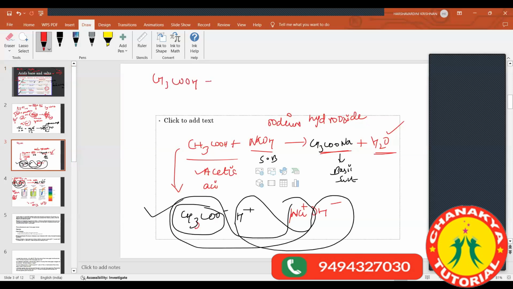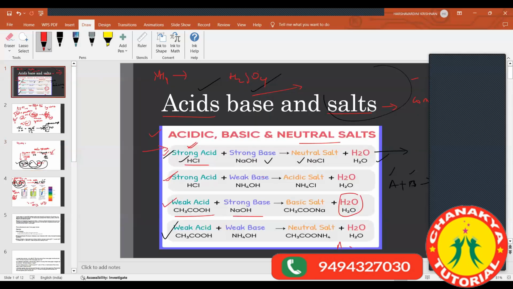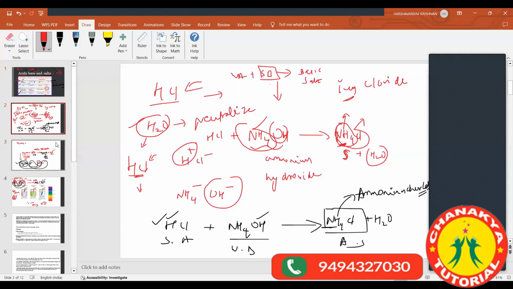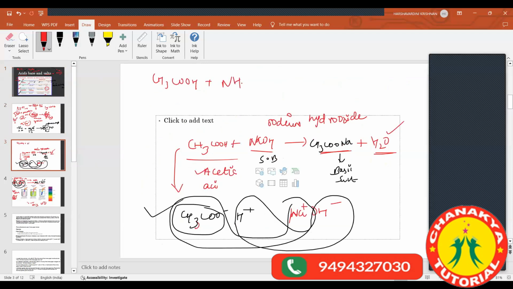CH3COOH is a weak acid. And for a weak base, we already came across one, NH4OH. So when they react, we know we'll get water, H2O, for sure. And what else? Same thing: this is OH minus and this is H plus. So it is again a very easy task. Can anybody tell me the resultant?